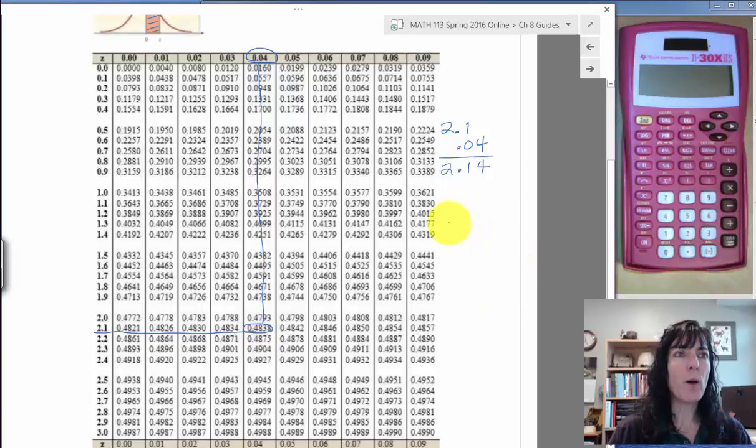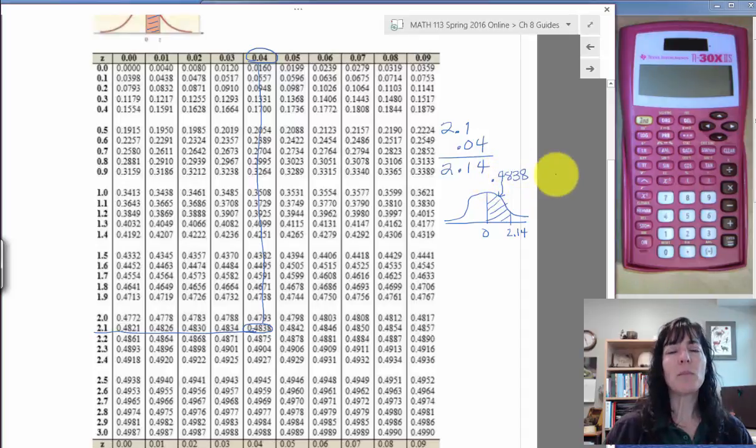And so that's what this value here is telling us, the area. If you go all the way on a mound-shaped distribution all the way to 2.14 from 0, this area inside that shaded part is going to be 0.4838. Okay, that's what the table is telling us. From 0 to that Z score that we look up, that's the area under the curve.